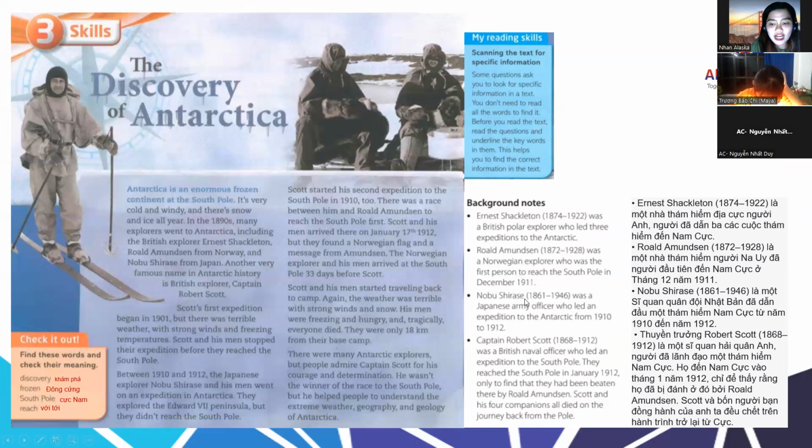Nobu Shirase, 1861 to 1946, was a Japanese army officer who led an expedition to the Antarctic from 1910 to 1912. Captain Robert Scott, 1868 to 1912, was a British naval officer who led an expedition to the South Pole. They reached the South Pole in January 1912, only to find out that they had been beaten there by Roald Amundsen. Scott and his four companions all died on the journey back from the pole.